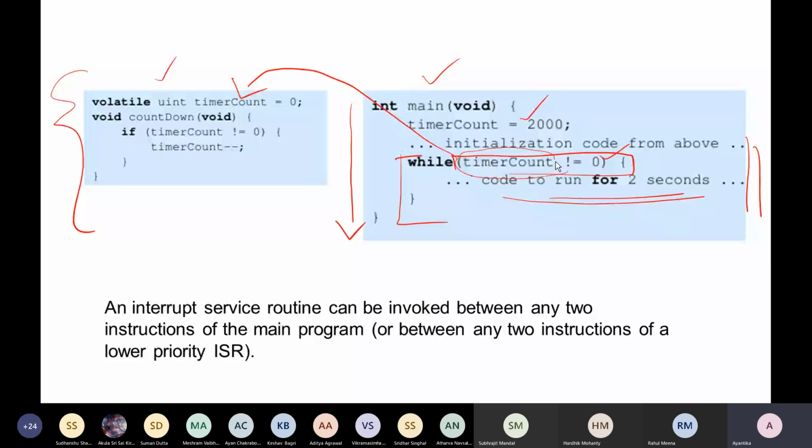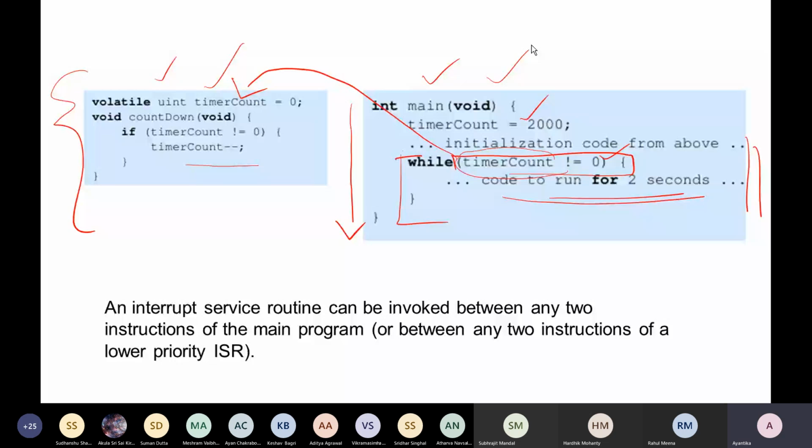Now what is going on? This timer count value, initially this main program is writing some value, and this timer count is getting decreased. See, when timer count is not equal to 0, it is getting decreased by 1. That means timer count is a particular value. It should be stored in a particular location so that both of these code snippets can actually get access to it.